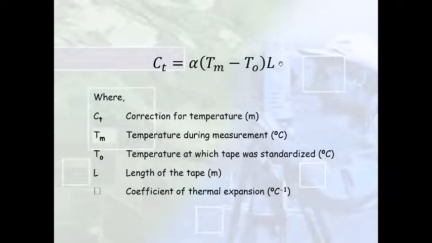So that would be given by the manufacturer, and that is T naught. L is the length of the tape, the total length of the tape, not the length that you are measuring, but the total length of the tape. So if the maximum length of the tape is 30 meters, you would use 30 over here. And alpha is the coefficient of thermal expansion, which again depends on the material, which will be given to you. So using this equation, you can calculate the correction which is for temperature.